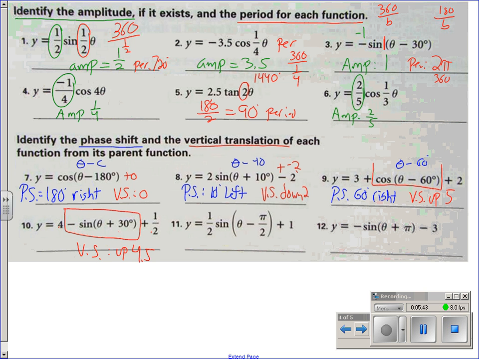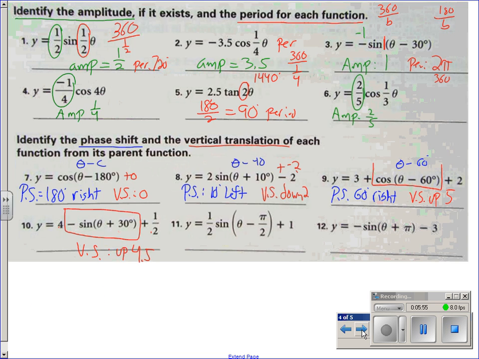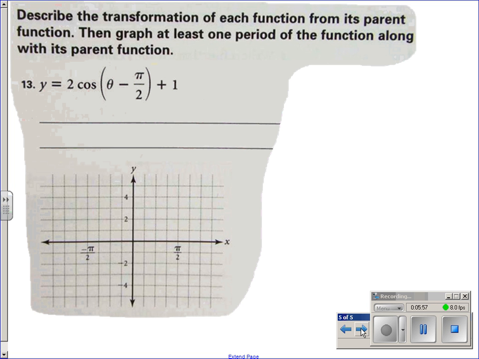You get the idea. Okay? So, pay attention. This is what you're looking for. These values, A, B, C, and D, this is what they do to those trig functions as far as a graph is concerned. Now, to graph it, I'm going to start by graphing the basic one. It says then graph at least one period of the function along with its parent function. So the parent function is just cosine of theta, or cosine of x.